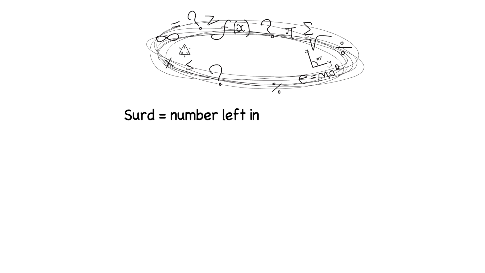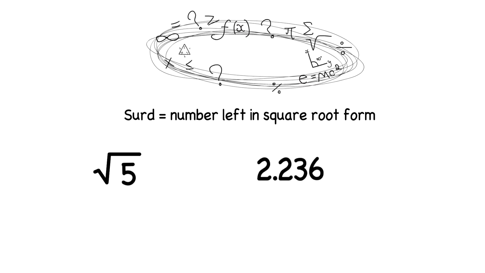Surds are simply a number left in square root form. These two numbers in front of you are the exact same number, but the one on the left is a lot easier to understand, especially if it's in the middle of a fraction or an equation. What's good about complicated topics in GCSE maths is that there are only a finite number of questions that they can then ask you.